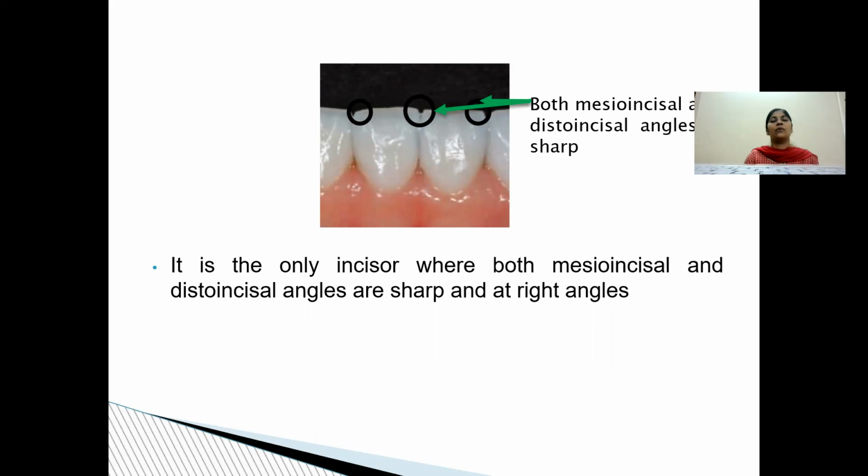This picture shows both the mesioincisal and the distoincisal angle. In comparison to the maxillary incisor, where the distoincisal angle was rounded, here you can note that both the mesioincisal as well as the distoincisal angle are at right angles and they are sharp. It is the only incisor where both the mesioincisal and the distoincisal angles are sharp and at right angles.